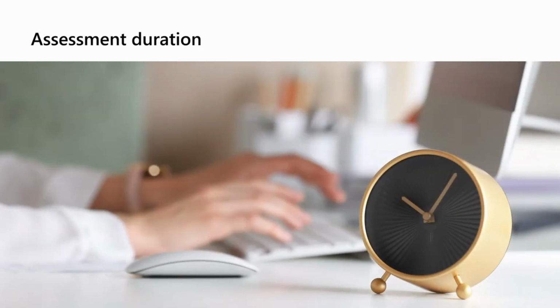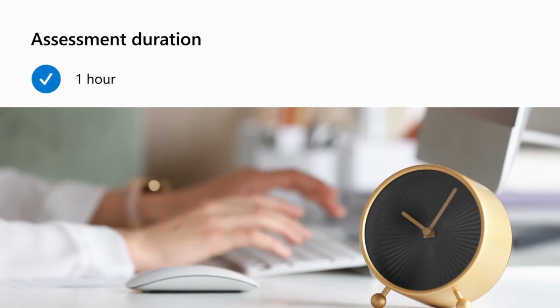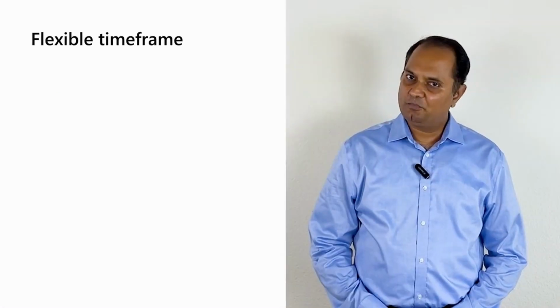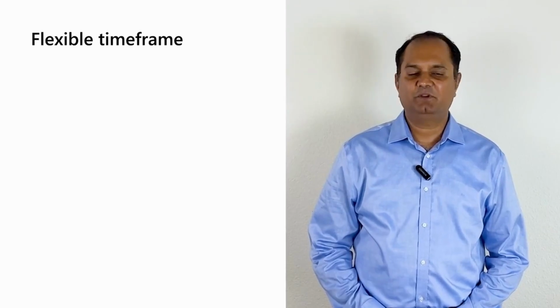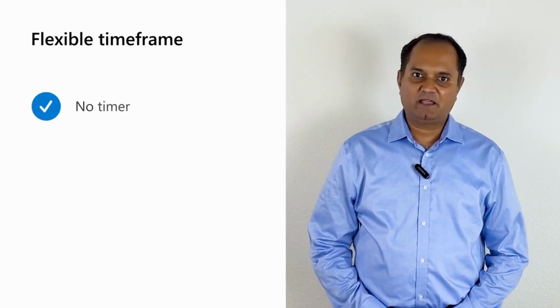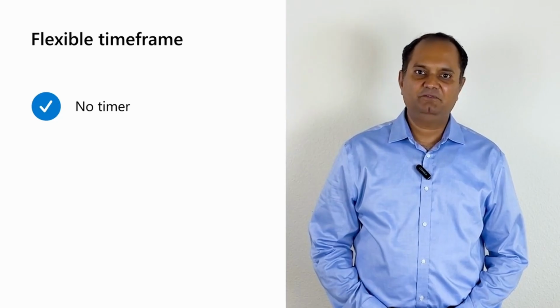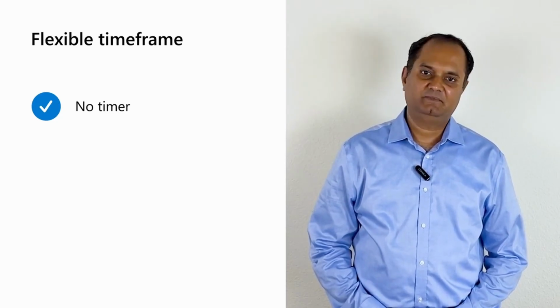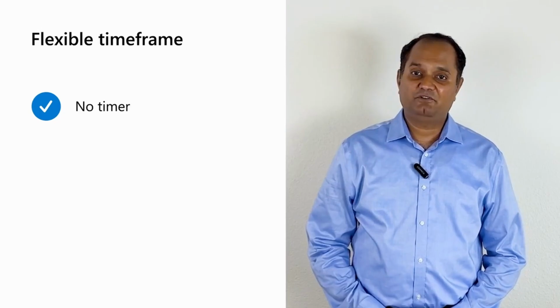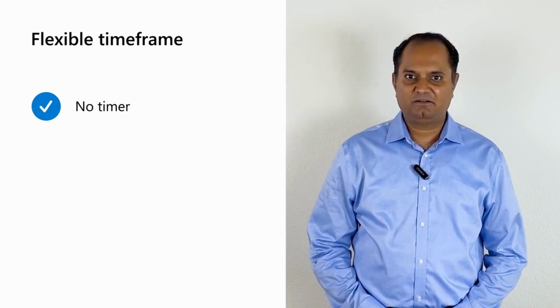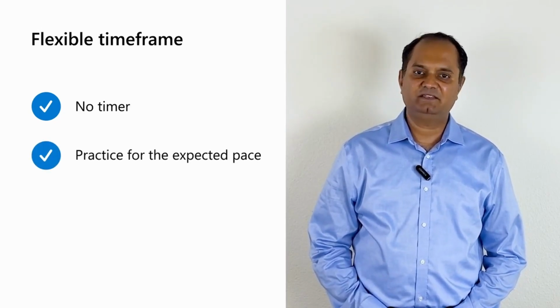What's the assessment duration? To ensure you have ample time to carefully consider each question and provide thoughtful responses, we have crafted the final graded assessment to last 1 hour, giving you approximately 3 minutes to answer each of the 20 questions. Note that you are under no pressure to complete the assessment within the stipulated time. There is no timer that will restrict you from continuing even if the allotted time has lapsed. Nevertheless, we strongly advise you to complete the assessment within an hour to practice for the pace expected in the AZ-500 exam.